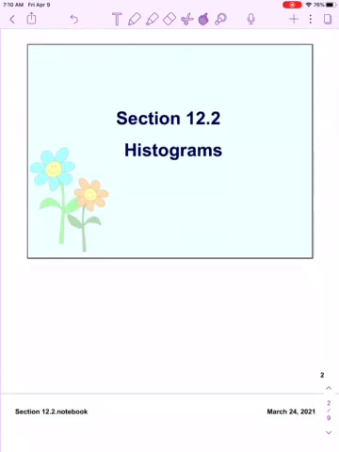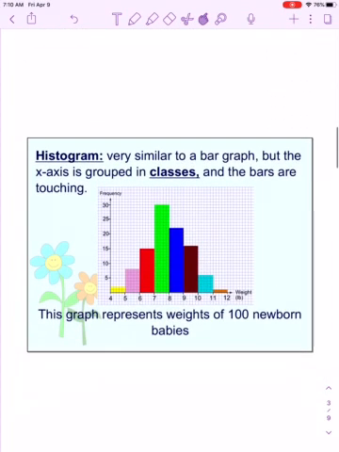We are going to do histograms today, so frequency histograms. Histograms look a lot like bar graphs, except their bars are touching. And what's going to happen is that your data is going to be in what's called classes, which are like ranges of data, and you just count how many numbers fall into each of these ranges and then just graph them up onto your y-axis.